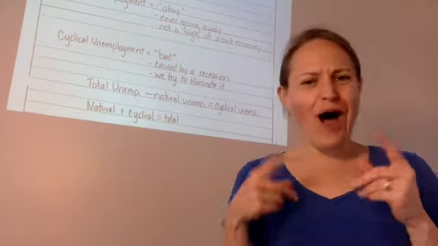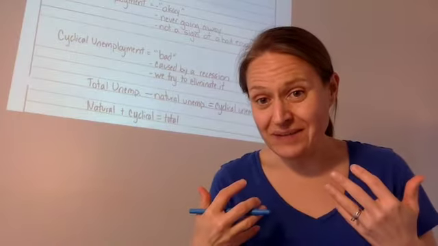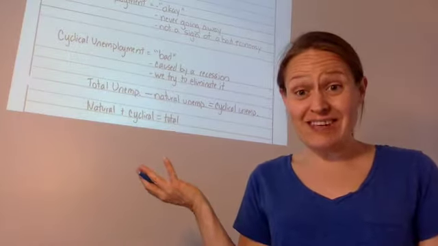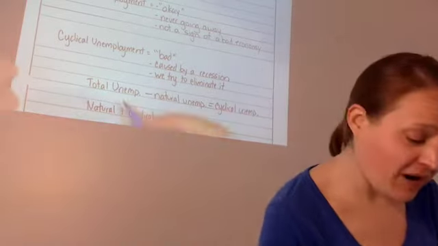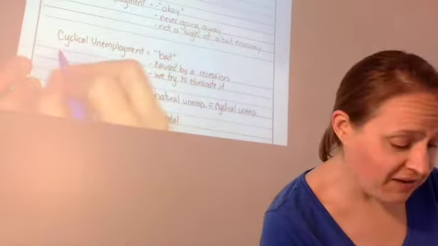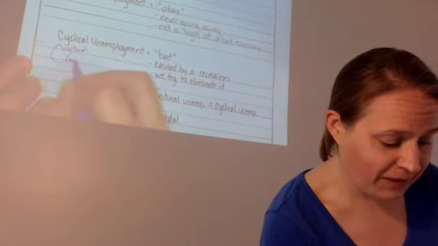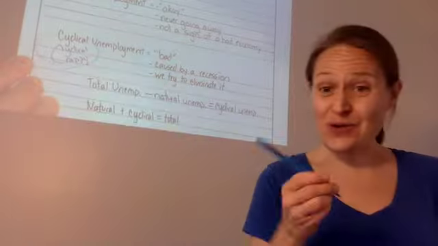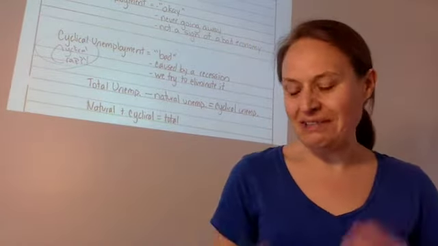And here is how I remember it. Another word for bad is crappy. Crappy starts with a C. Cyclical starts with a C. So that is literally how I remember it. The bad type of unemployment is cyclical. C for cyclical, C for crappy. I don't know if that will help you or not, but it really helps me with just remembering it. Just a little trick.